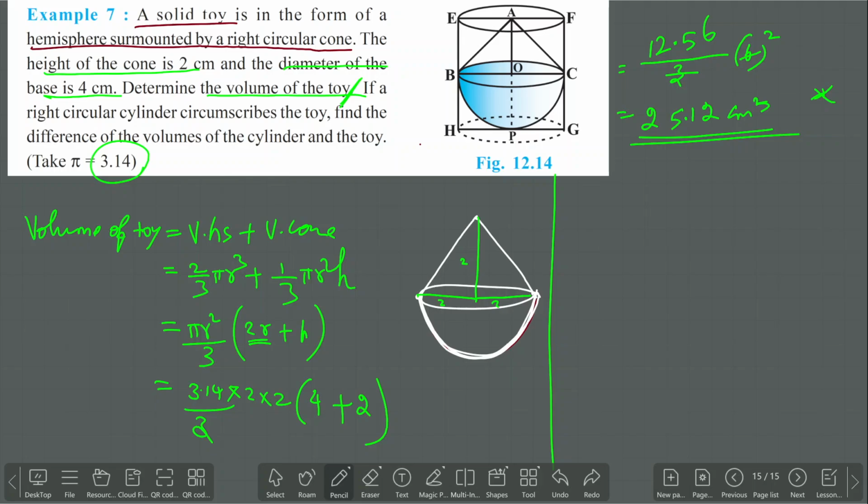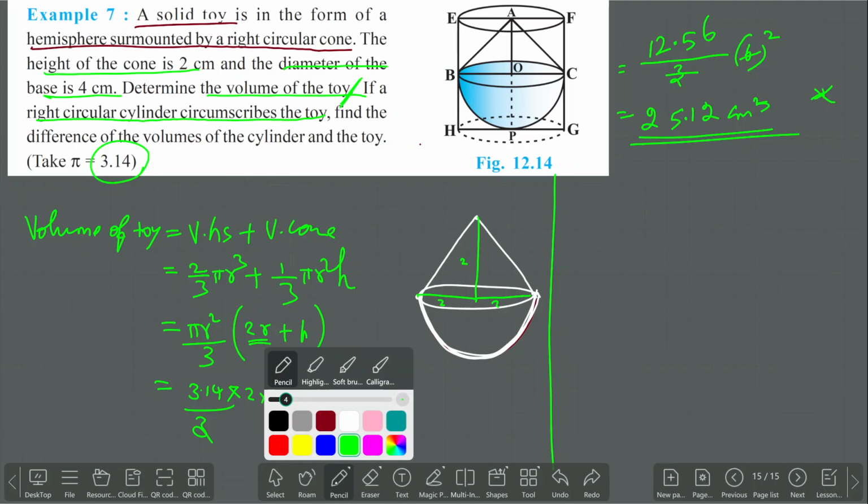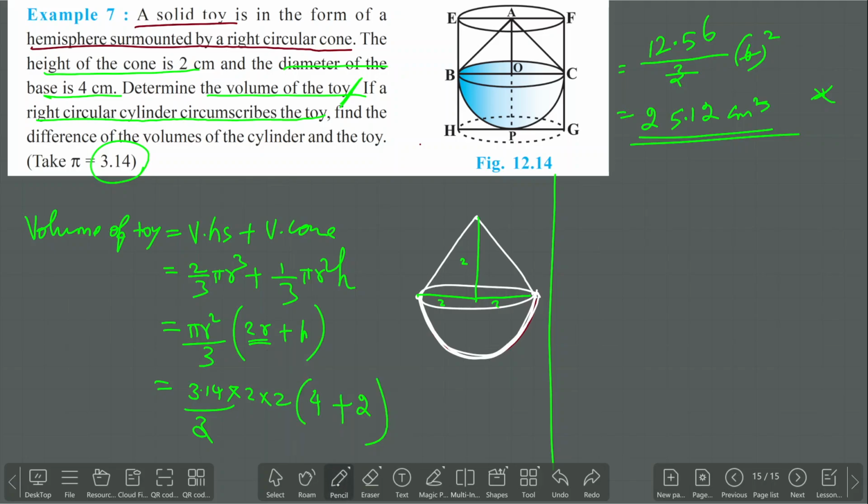Now the next line: children, if a right circular cylinder circumscribes the toy, cylinder is another shape. Circumscribe means around the first shape it will come. Do you remember a circle circumscribing a quadrilateral? It means the quadrilateral is drawn around the circle. In the same manner, around the toy we have to draw a cylinder. Do you understand?